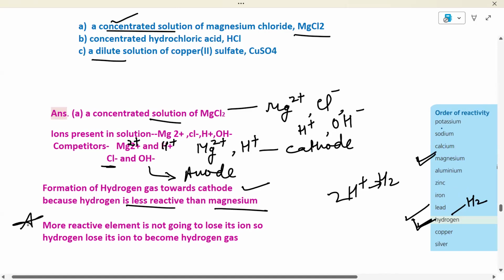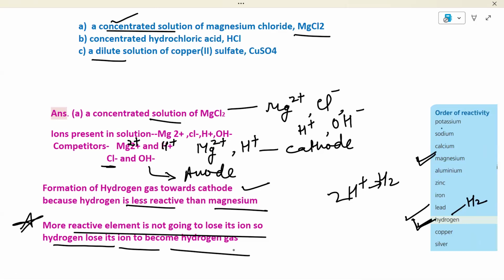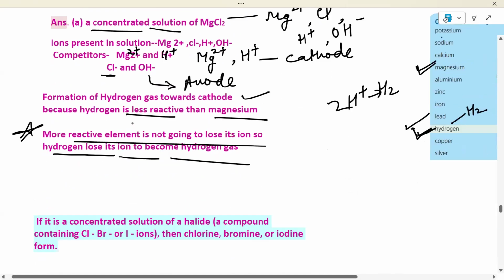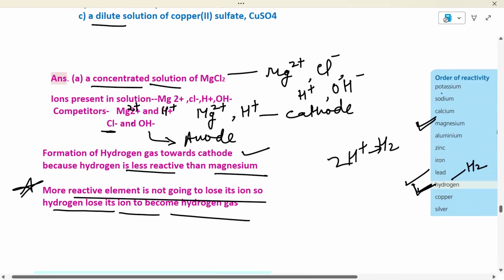Always remember, more reactive element is not going to lose its ion. So hydrogen loses its ion to become hydrogen gas. I hope it is clear to you. Which one is losing its ionic state? Less reactive element is going to lose its ionic state. Always remember. Okay, let's see what happens at anode. This is for cathode.